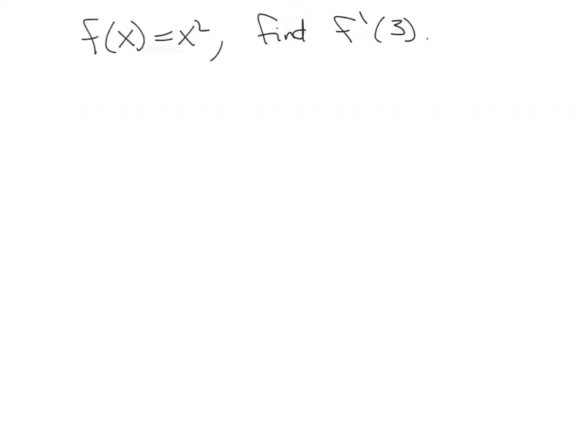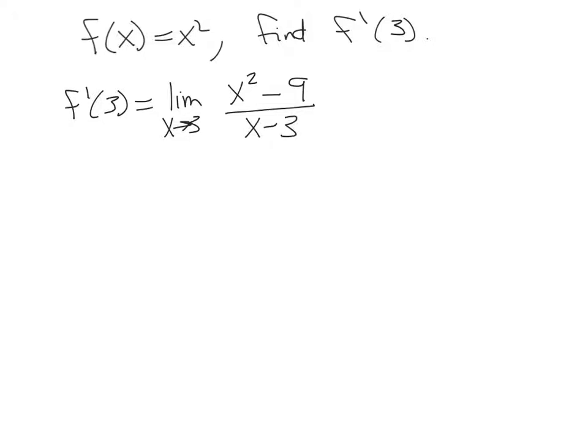Now let's suppose that somebody asks us this question. F of x equals x squared, find f prime of 3. This is a scenario where we can actually use the alternative definition. So we can say that f prime of 3 would be equal to the limit as x approaches 3 of f of x, which is x squared, minus f of 3, which is 9, 3 squared, divided by x subtract 3. So notice I've used the second definition, just replacing all the a's with 3's.